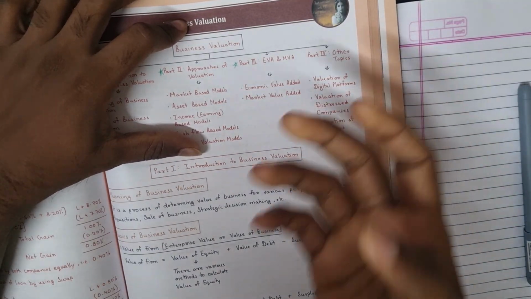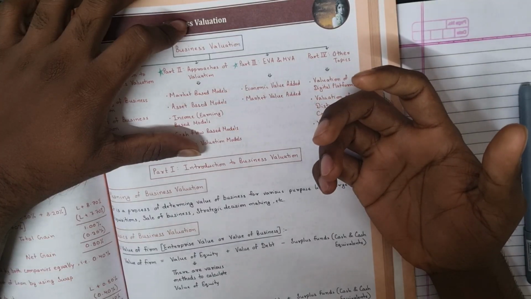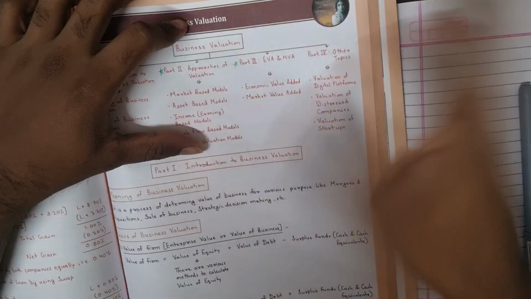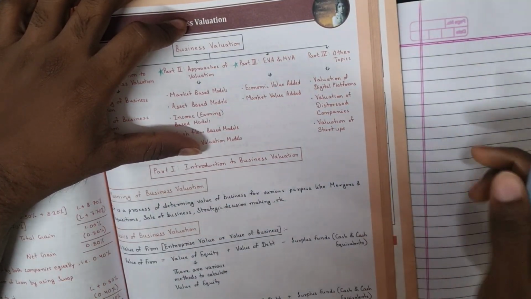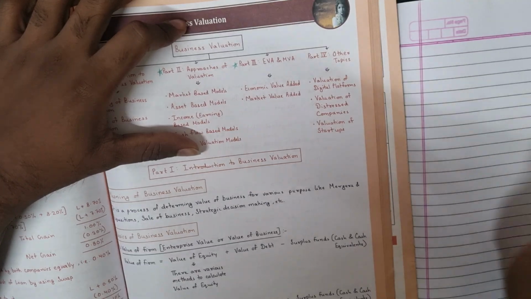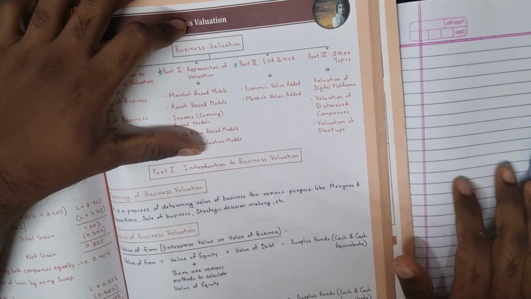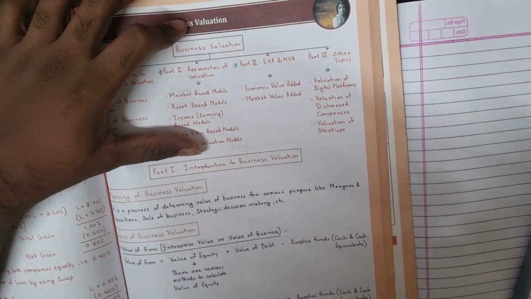Next, why does Tata Motors want to value the business? Because it wants to do sale of business. It wants to sell its business. Another thing is strategic decision making, which we will see later in the chapter. Next, there are some methods. But before finding the methods, we will see the basics of it.